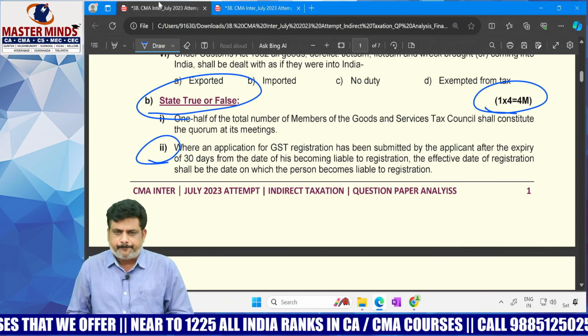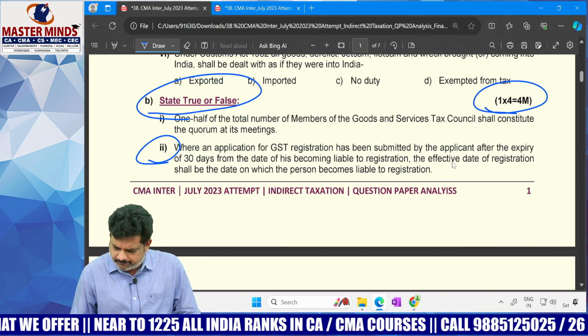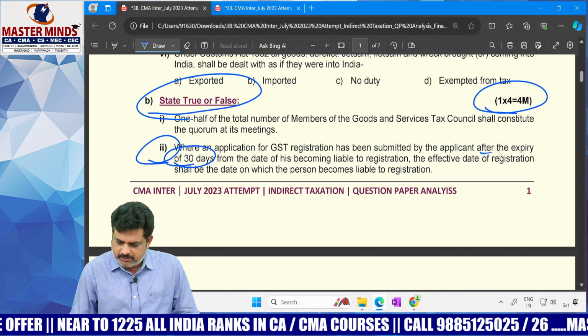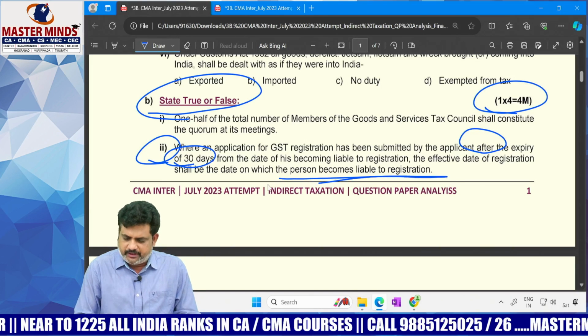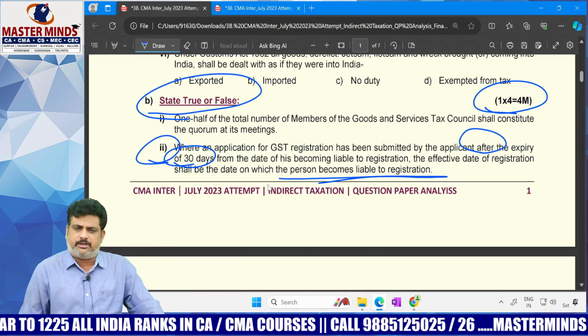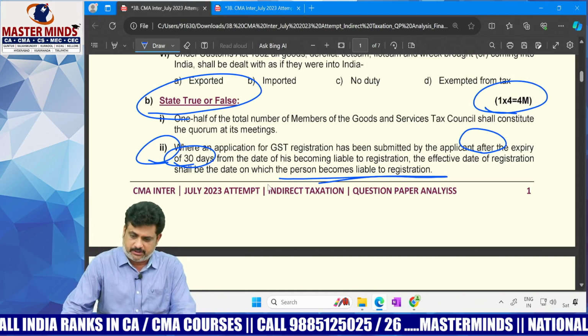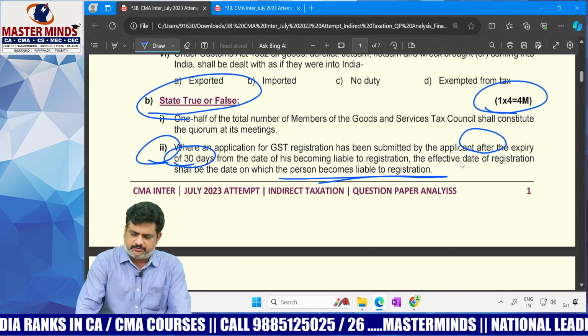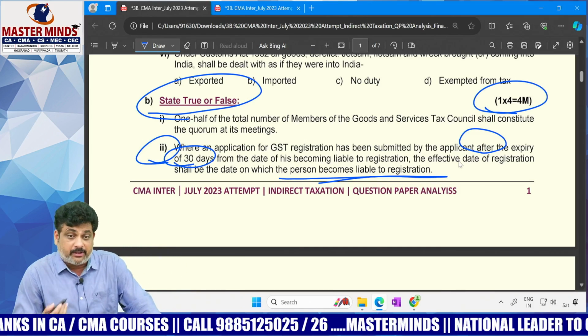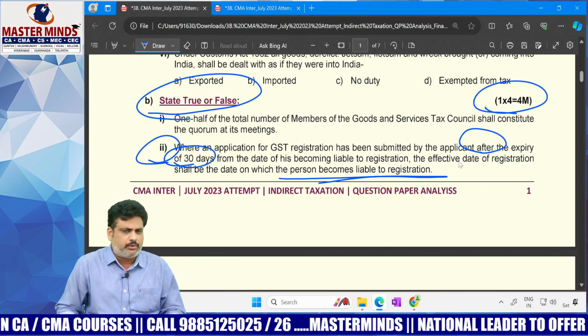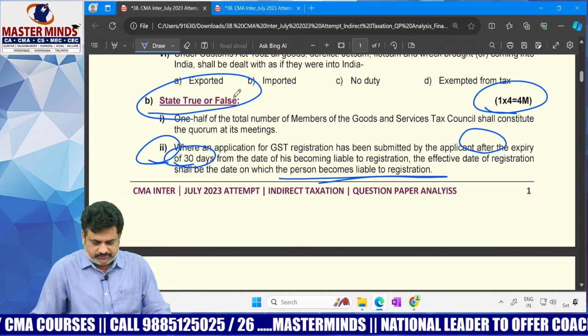Okay. Based on that, here he applied after 30 days. Therefore, what should be the effective date of registration? Actual date of RC. But here it was given that the date the person becomes liable to registration will be the effective date. Is it a valid one? No. Definitely false.